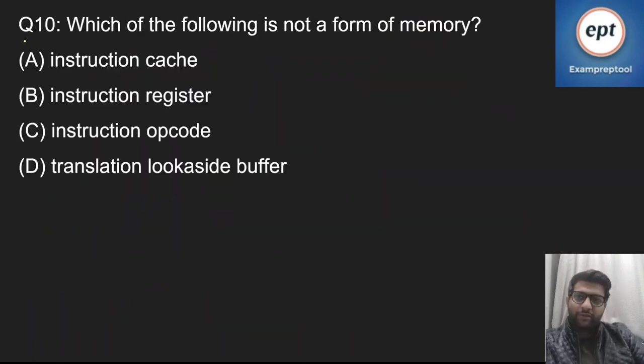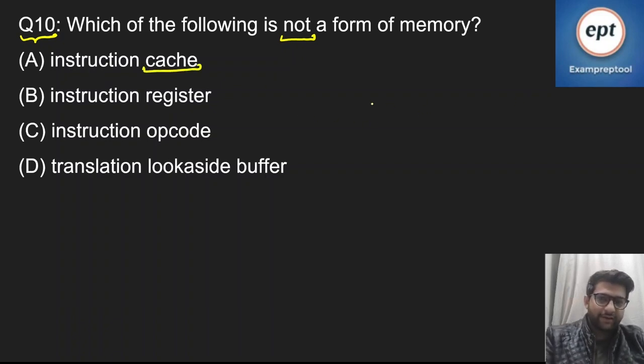So let's move to question number 10. Which of the following is not a form of memory? Option A is the instruction cache. Let's say we have a for loop which, let's say, increments i, right?